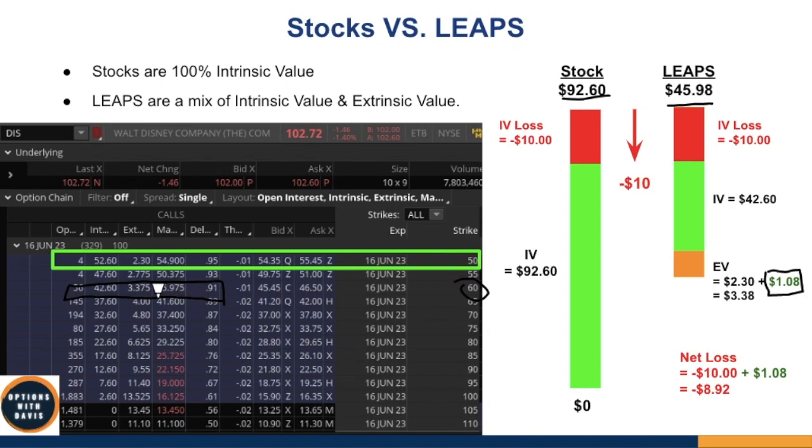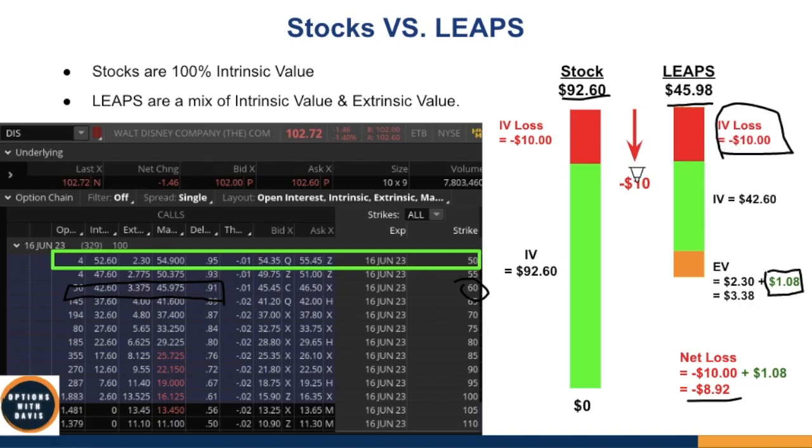Okay, so you can see down here that the extrinsic value is $3.38, and previously the extrinsic value was only $2.30. So that means it has gained in value. So instead of losing $10, just like the stock, you only lose $8.92, and the reason is because your extrinsic value has actually helped cushion the loss of your intrinsic value.